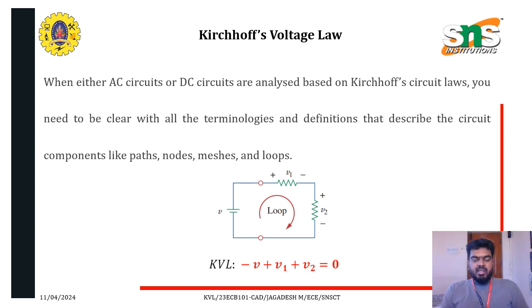So here in this circuit diagram, in the given example, there is one voltage source V, and there are two voltage drops mentioned as V1 and V2. This is one closed path, so it can be considered a loop. According to KVL, minus V, that is the potential rise, plus V1 plus V2 is equal to zero.